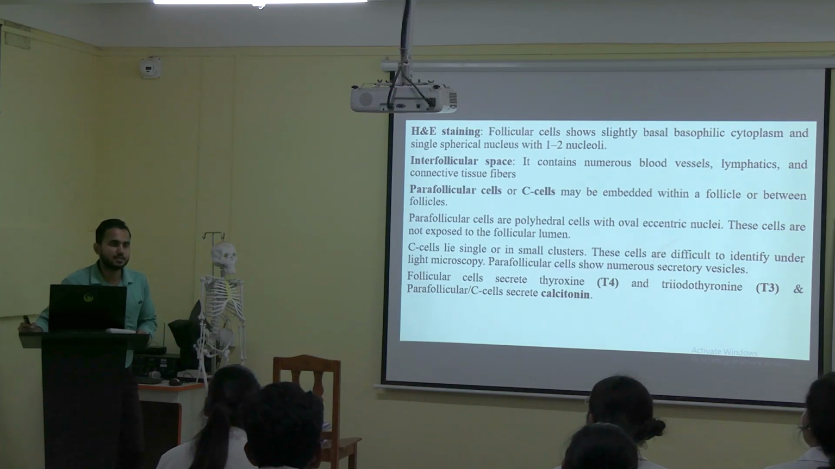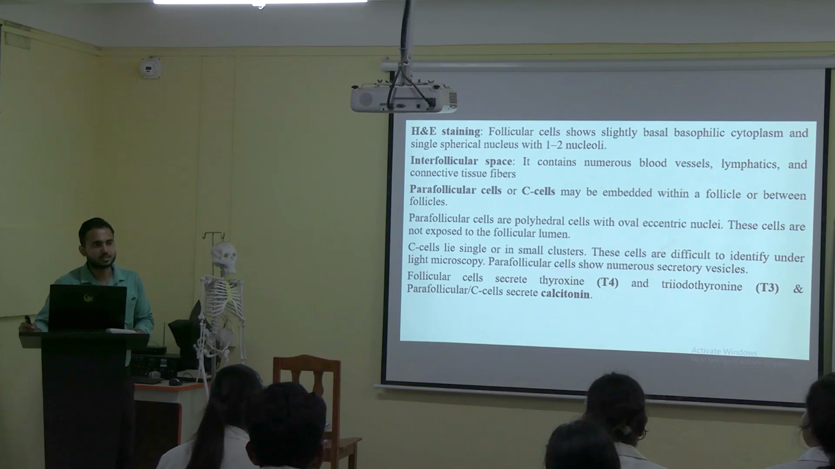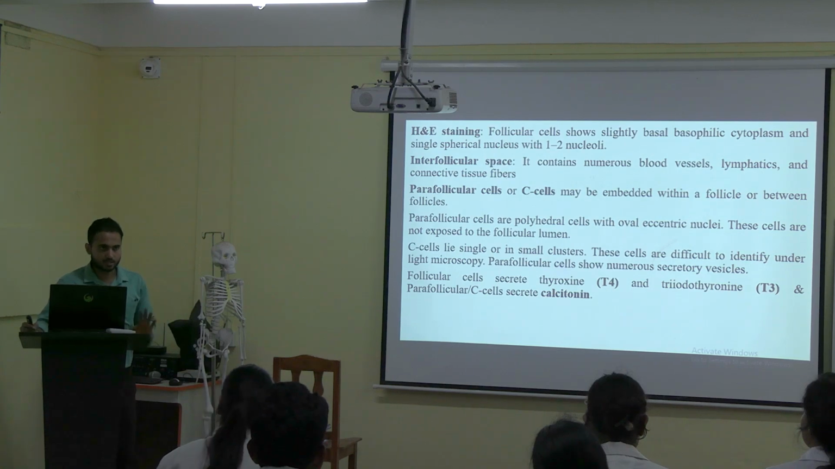Follicles are lined by which cells? Follicular cells. So, what are the different types of follicular cells? Either it may be simple squamous, cuboidal, or columnar. Okay. When which cells are there, we will discuss.